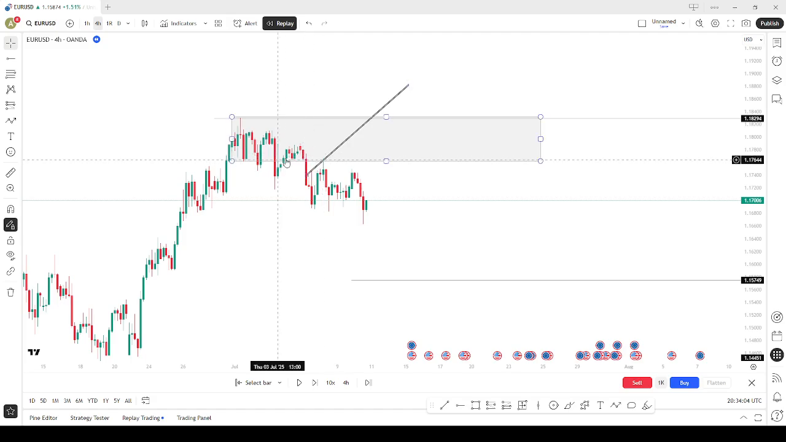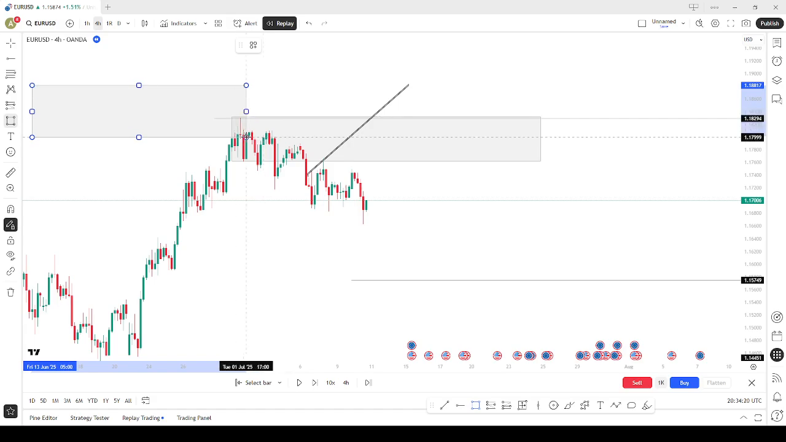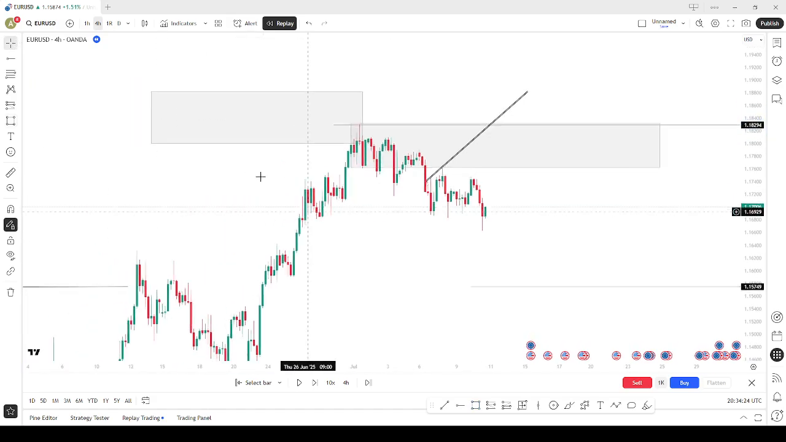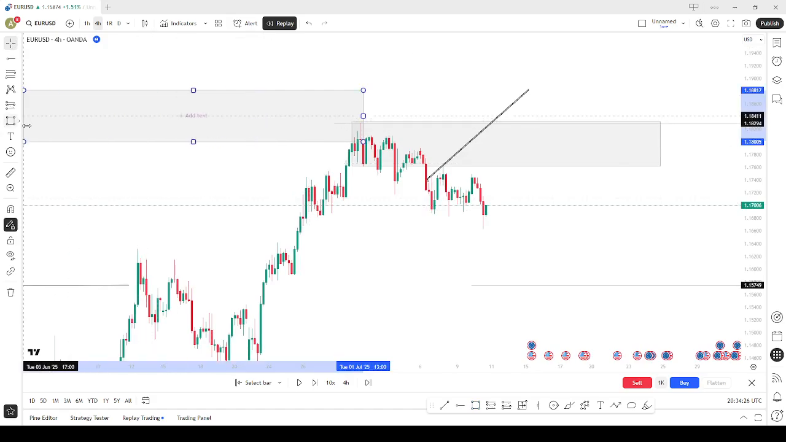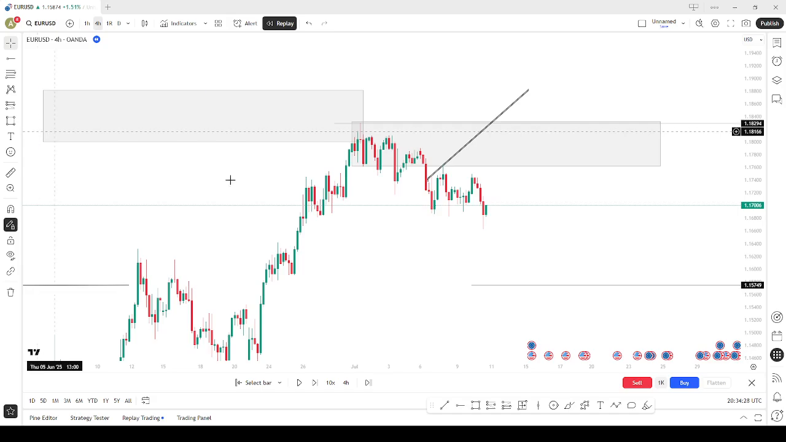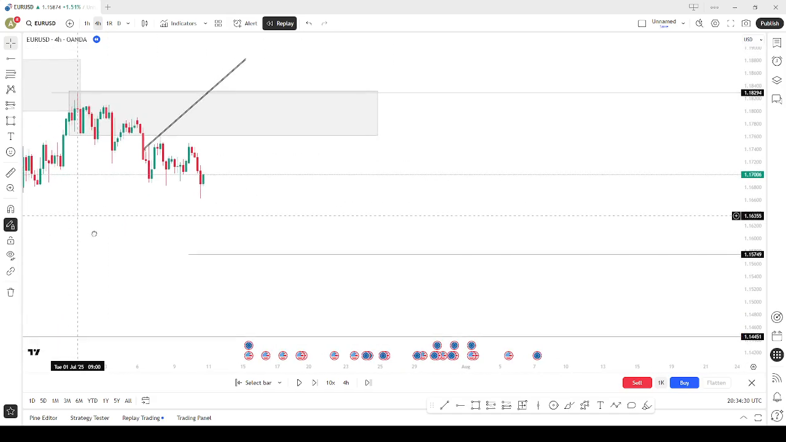If we were quick enough, maybe we would have entered at this level, but we always want to enter where you have got reaction. And if you go back in time on your charts, you realize that at this level price reacted. When you go back in time, you realize that there was a certain order block some time back, but our main focus is on this.